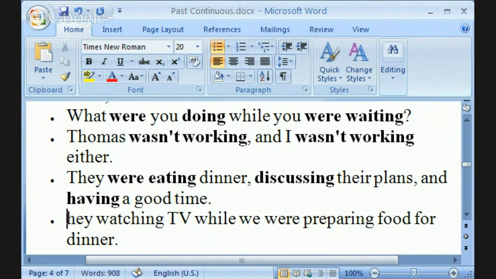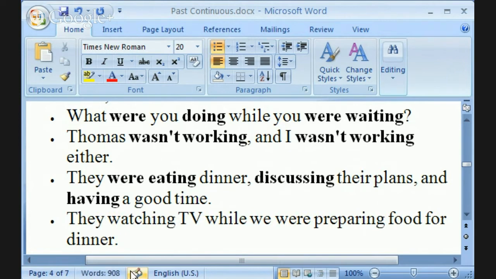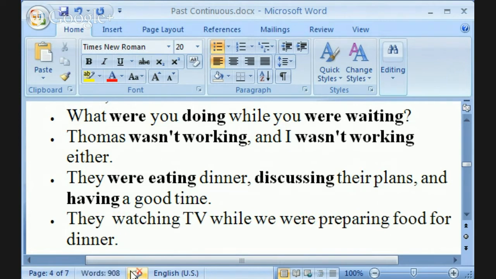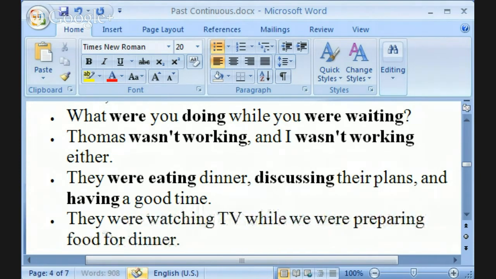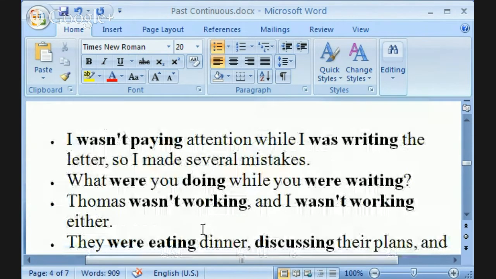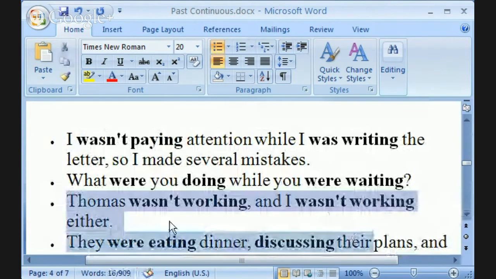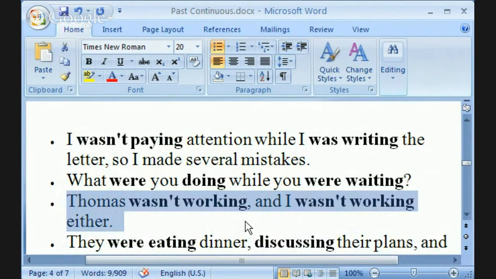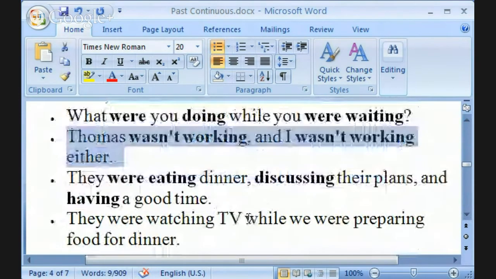Capitalize the T. They, and again, you have to keep the continuity of the verb tense. So what were? Yeah, there we go. They were watching TV while we were preparing food for dinner. Okay. Not a problem. Now it's fine. Okay, and yeah. Okay, all right. It can be negative. Things you're not doing over a period of time. Thomas wasn't working and I wasn't working either. Okay. That's not a problem either.